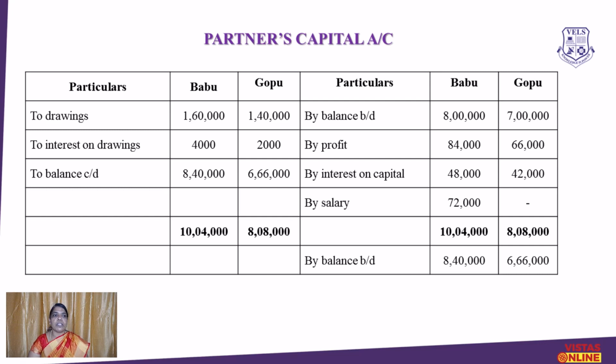Coming to the debit side, to drawings, Babu 1,60,000, Gobu 1,40,000. Then to interest on drawings, for Babu 4,000, Gobu 2,000. Equalize both sides. First we can see the Babu total. In the credit side, the total is higher than the debit side total.